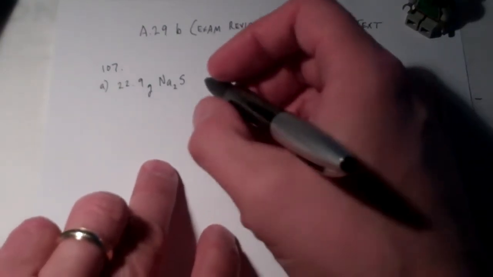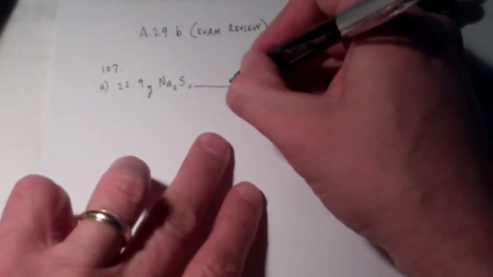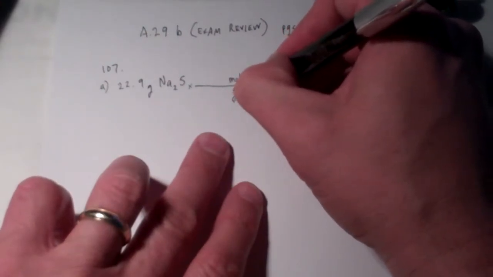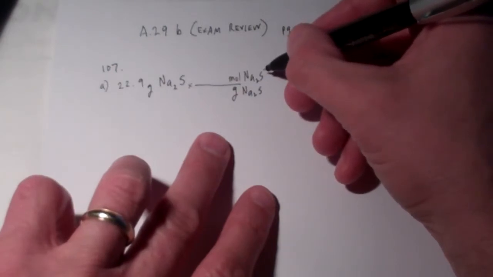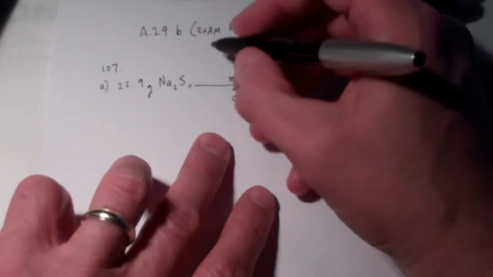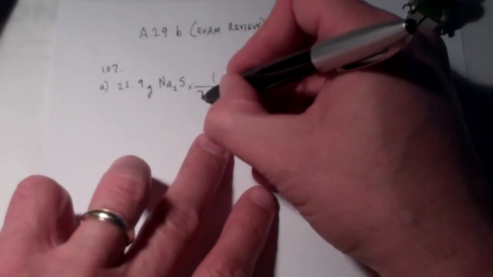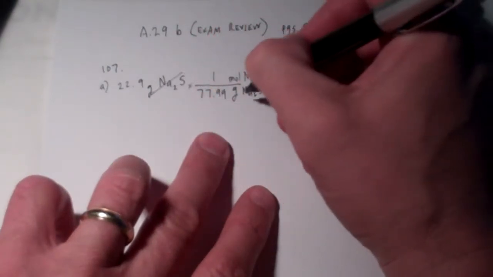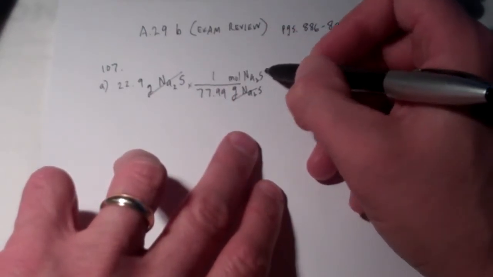So to find formula units of an ionic compound, we first need to go from grams to moles of sodium sulfide. Now a formula unit is just like a molecule. We just call ionic compounds by the name formula units as opposed to molecules as we do with covalent compounds. Now 1 mole of sodium sulfide is the mass of 2 sodiums and a sulfur atom. Now I calculated that a little while ago to be 77.99 grams per mole. And that takes us from grams of sodium sulfide to moles.